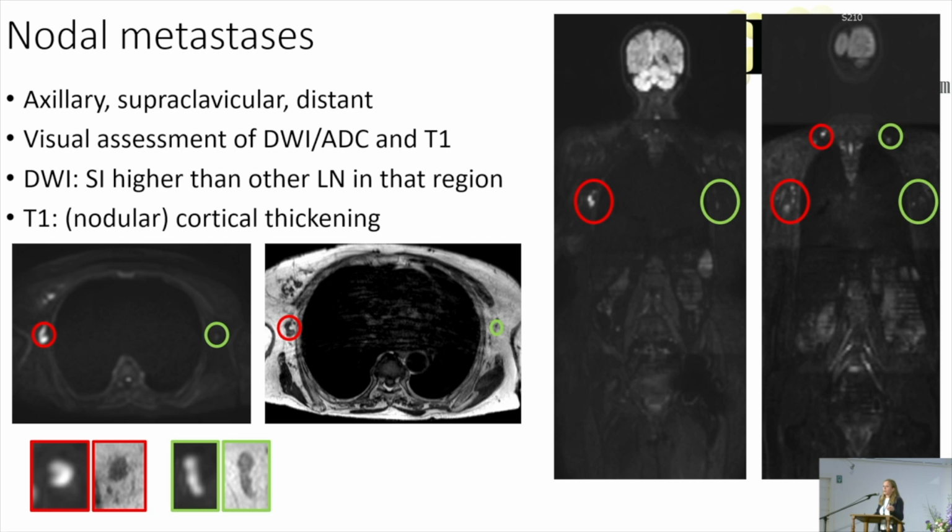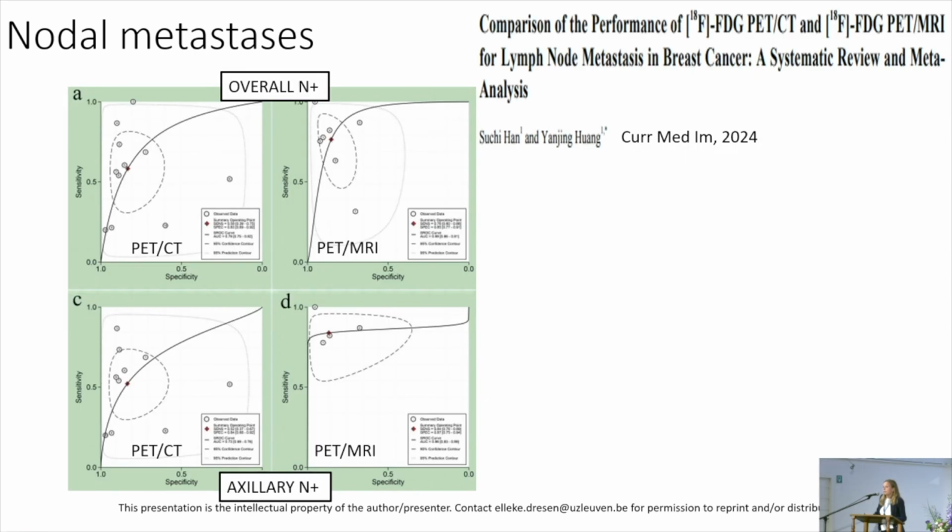And also what we think is very helpful is the image on the T1-weighted images, where, as in the examples below, we can differentiate the benign and the malignant lesions. This is a recent study that looked at the comparison between PET-CT and PET-MRI for nodal metastases, both for axillary lymph nodes or lymph nodes at other distant regions. PET-MRI seems to be a little bit better. However, these are very small number studies, so we need to be a little bit careful about those data.